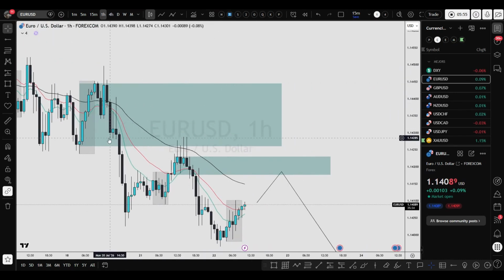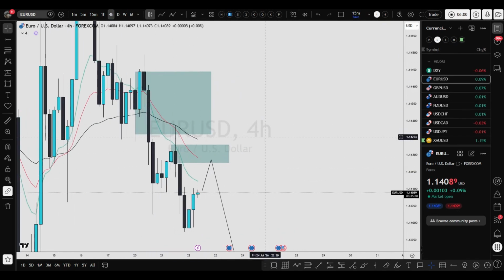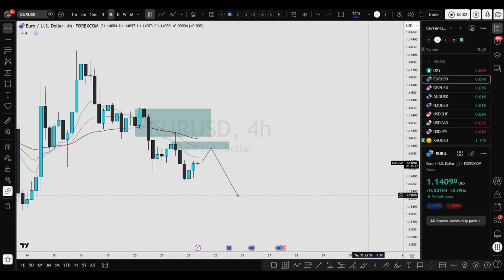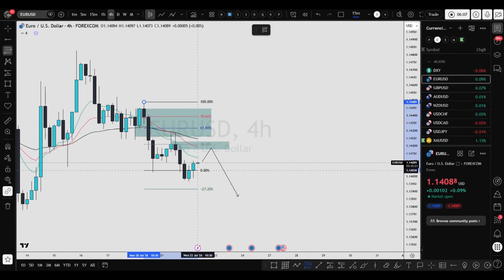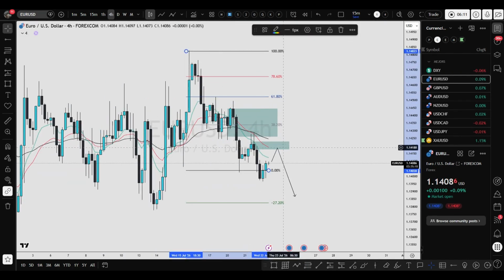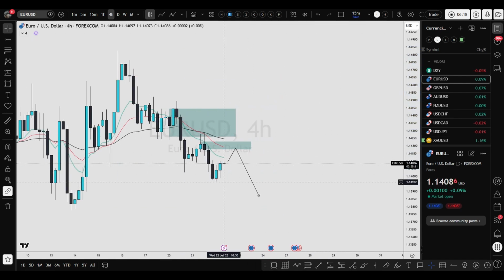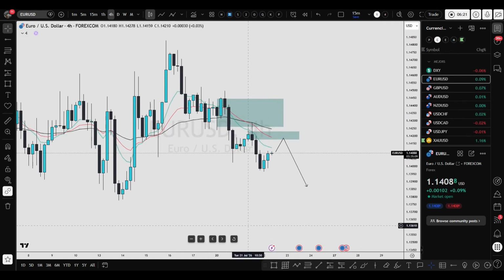I can also go with this one, but as it is already giving me a good rejection from this, it's better if I just go with this zone. It's also lining up with the Fibonacci level 38.2 maybe, of this impulsive move. And if I drop my Fibonacci on this impulsive move, then it's not that 38.2, but still it's a valid one because it's perfectly dropping from the 10 20 EMA also. It's lining up with the 10 20 EMA also.